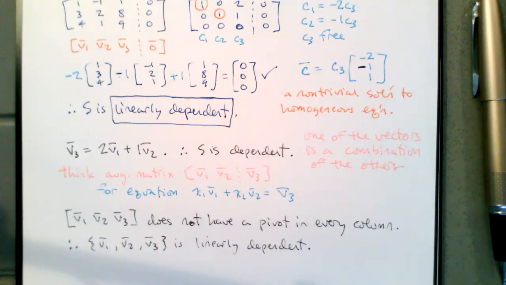These are all conclusions that we've drawn from our original definition. The homogeneous equation has a non-trivial solution. Therefore, the set is dependent. One of the vectors is a linear combination of the others. Therefore, the set is dependent. The corresponding matrix does not have a pivot in every column. Therefore, the set is dependent. So those are the ways that we're going to justify a set being dependent.